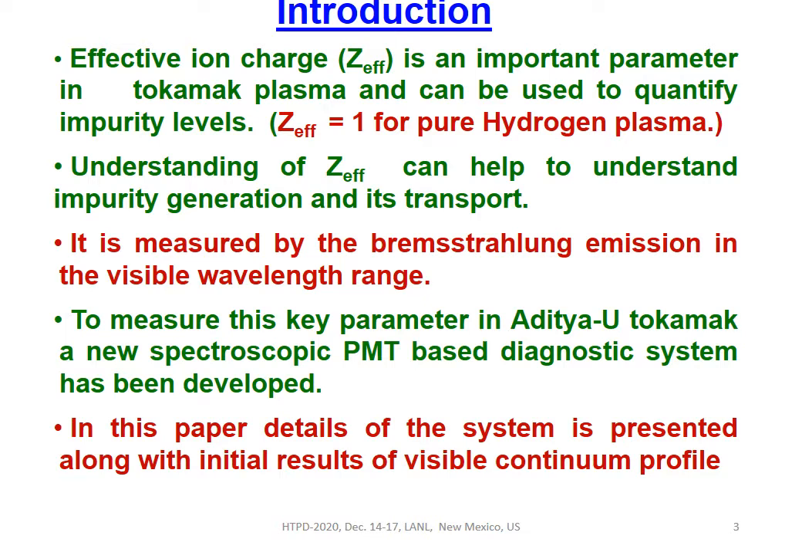Effective charge is an important parameter in tokamak plasma, describing the purity and quality of the plasma. This helps us to understand impurity generation and its transport. To measure visible Bremsstrahlung emission in the visible range, this diagnostic is developed, and here we will be presenting the detailed diagnostic and some of the initial results.